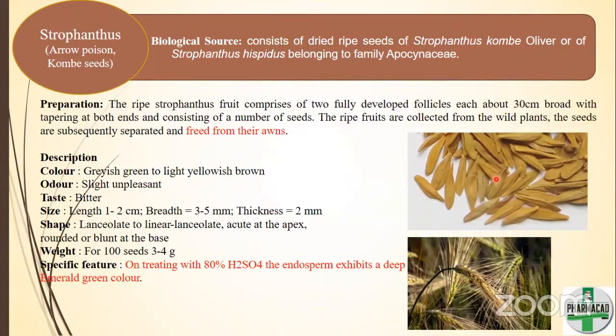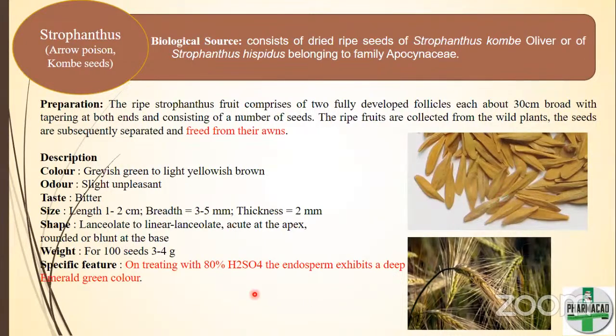Now this ripe fruit consists of two fully developed follicles, each about 30 centimeters long, tapering at both the ends. Okay, awns, what are awns, guys? You have seen the husk of wheat, right? Somewhat similar thing, that is nothing but awns. These ripe fruits are collected from wild plants. Seeds are subsequently separated and freed from the awns.